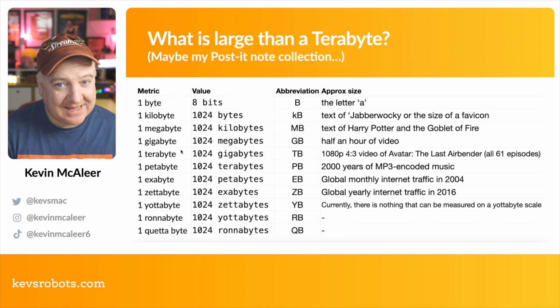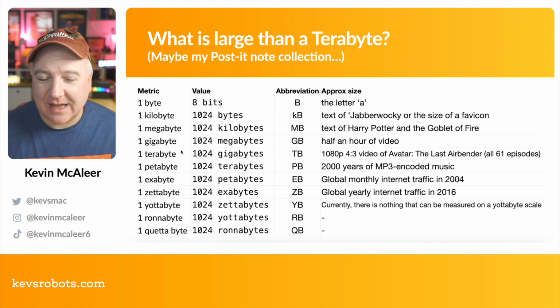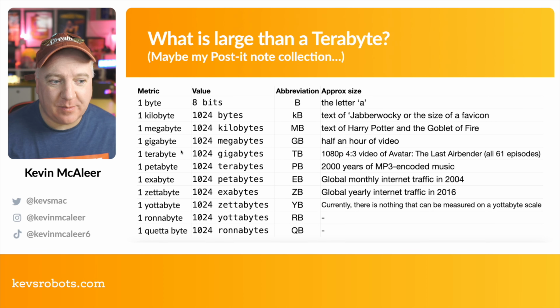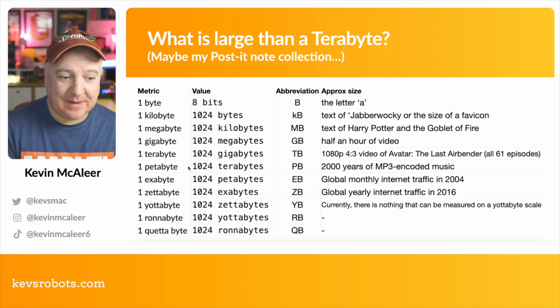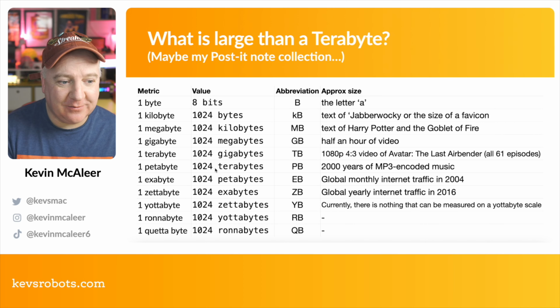The next one up from that again is terabyte. If you're buying a laptop in the 2020s, they'll often have a 1 or 2 terabyte hard drive or SSD, and that can store quite a lot of stuff. You can store on there the entire series, all 61 episodes, for example, of Avatar: The Last Airbender in 1080p. And the next order of magnitude up from a terabyte is a petabyte, and that's 1024 terabytes.